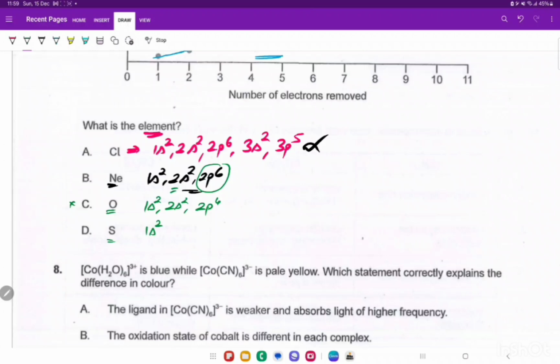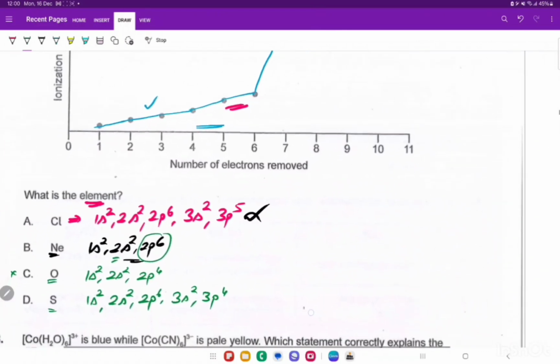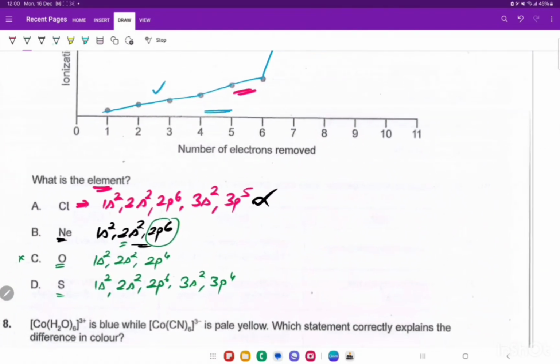Now next comes sulfur: 1s2, 2s2, 2p6, 3s2, 3p4. Now if I look at sulfur, the first 4 electrons are removed from the p subshell. Thus I can say these are the first 4 electrons, 1, 2, 3, 4. These 4 are lost from the p subshell and the energy is increasing.